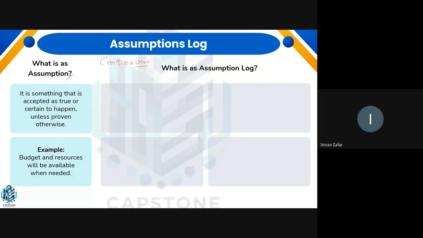Anyone remembers we talked about progressive elaboration last week? What is progressive elaboration?